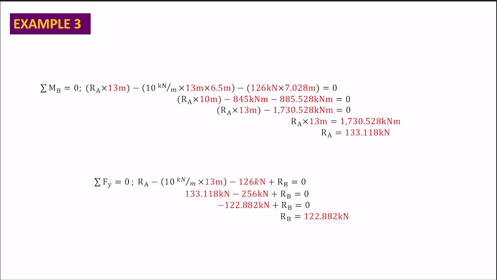Ini adalah yang saya dah tulis. Exactly the same. And value of RA kita replacekan lah because kita dah ada inside the force equation. And we can find the value of RB. We get 122.882 kilonewton. That is the value of reaction at A and B.